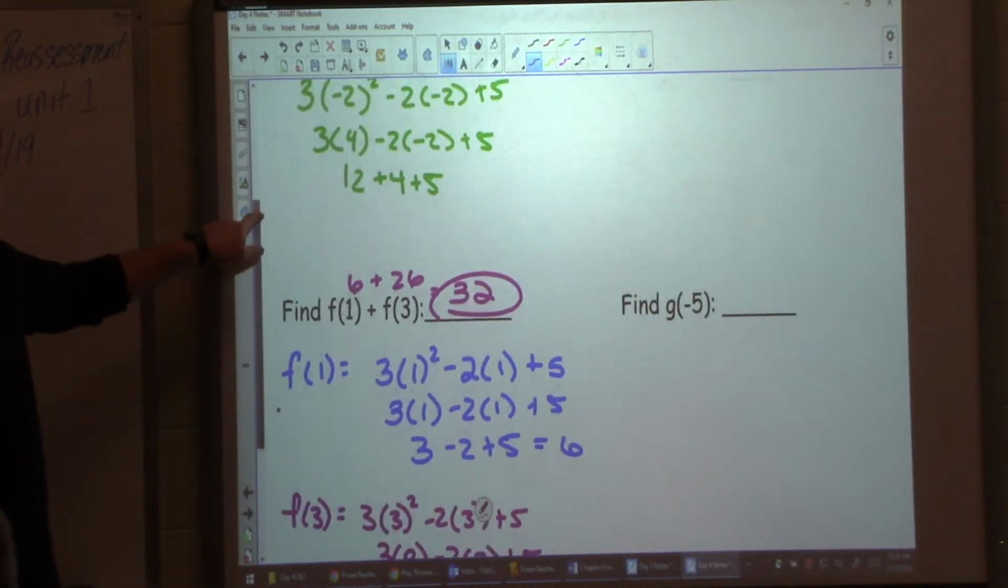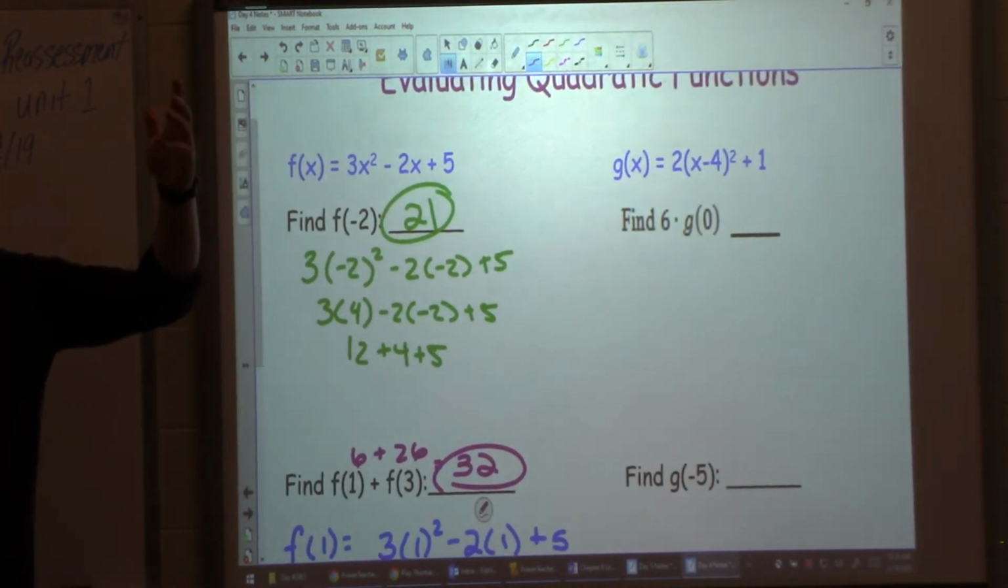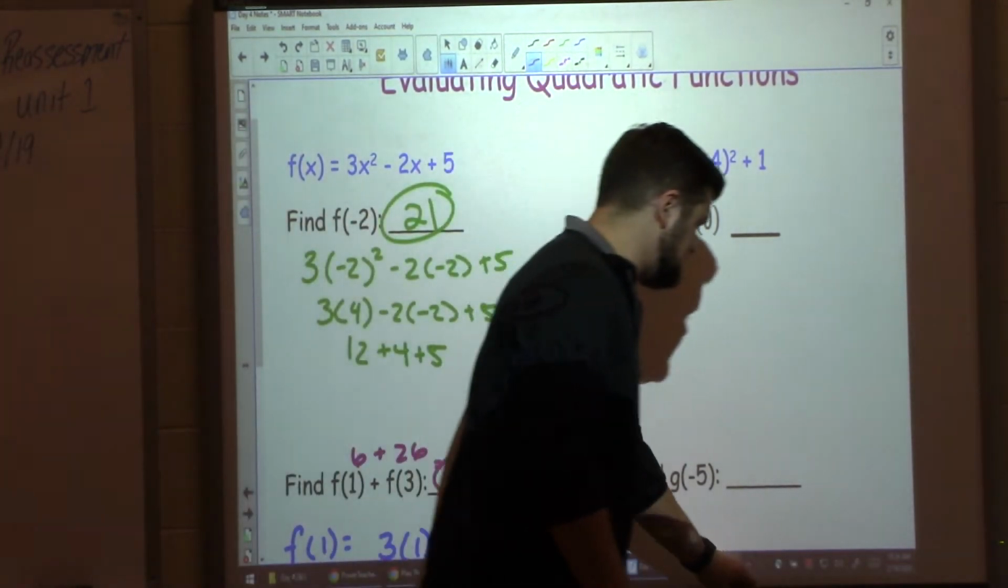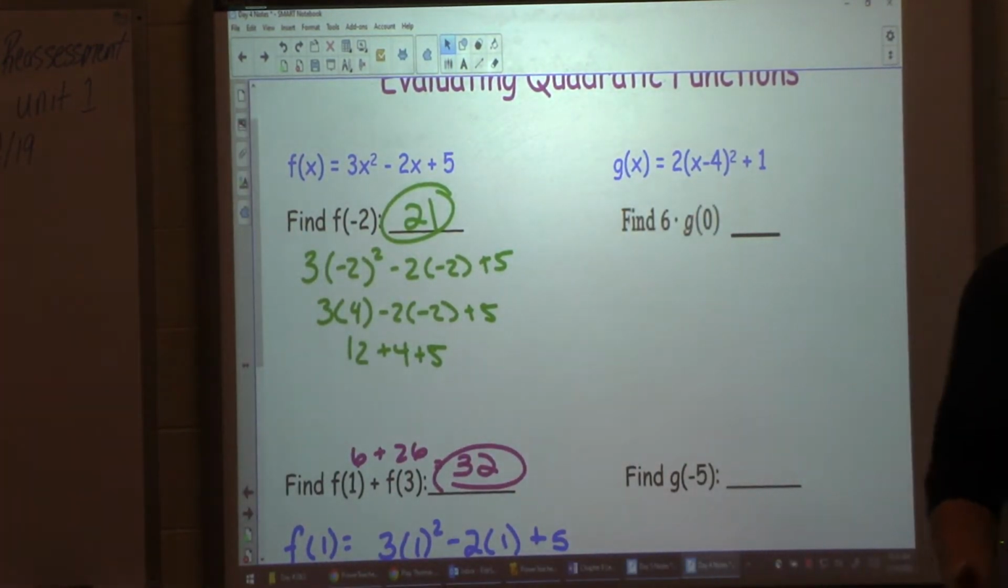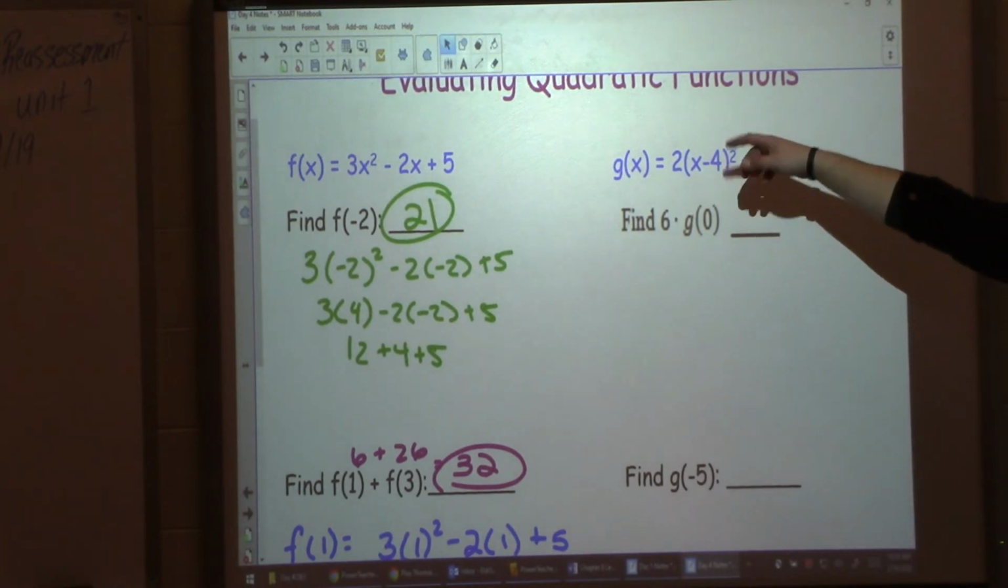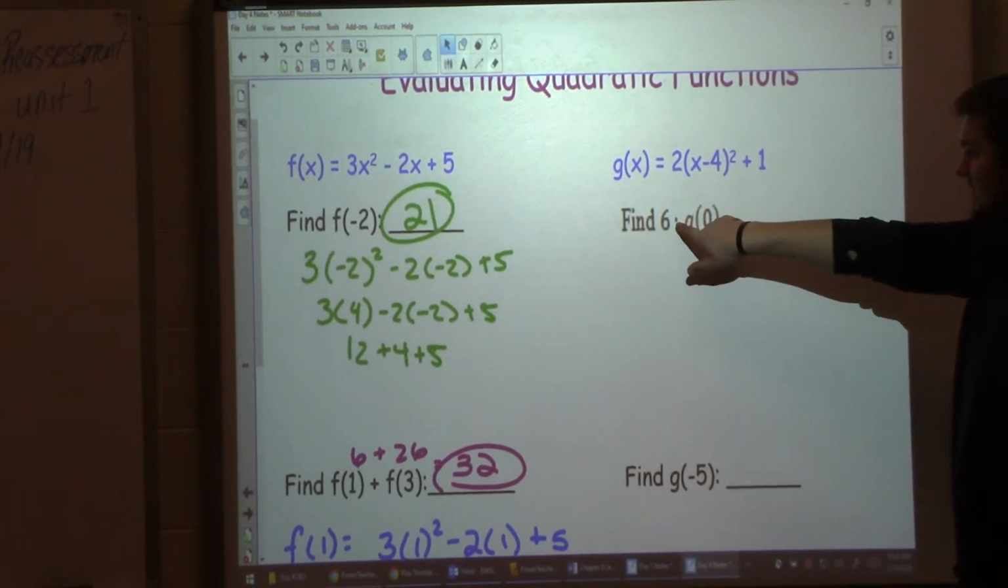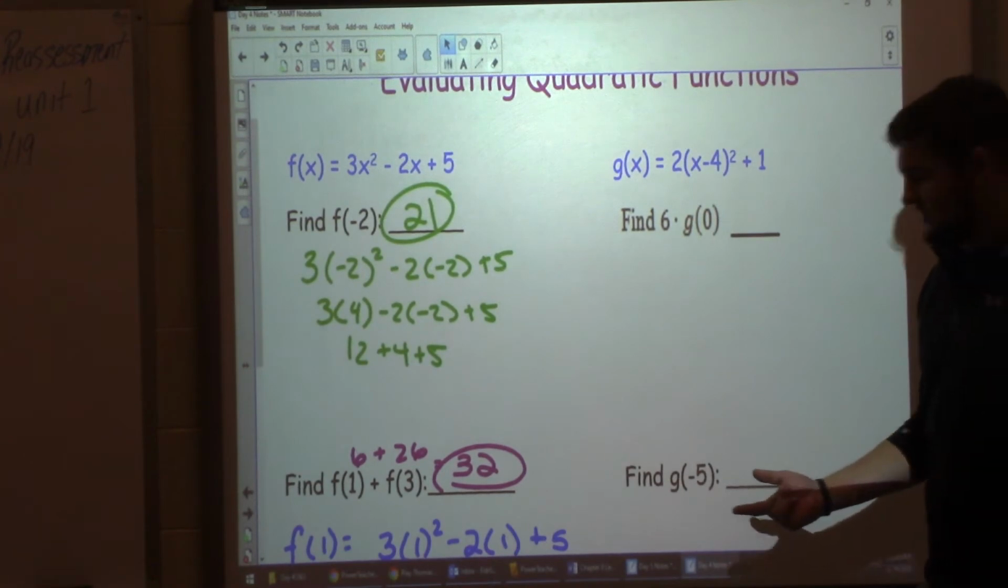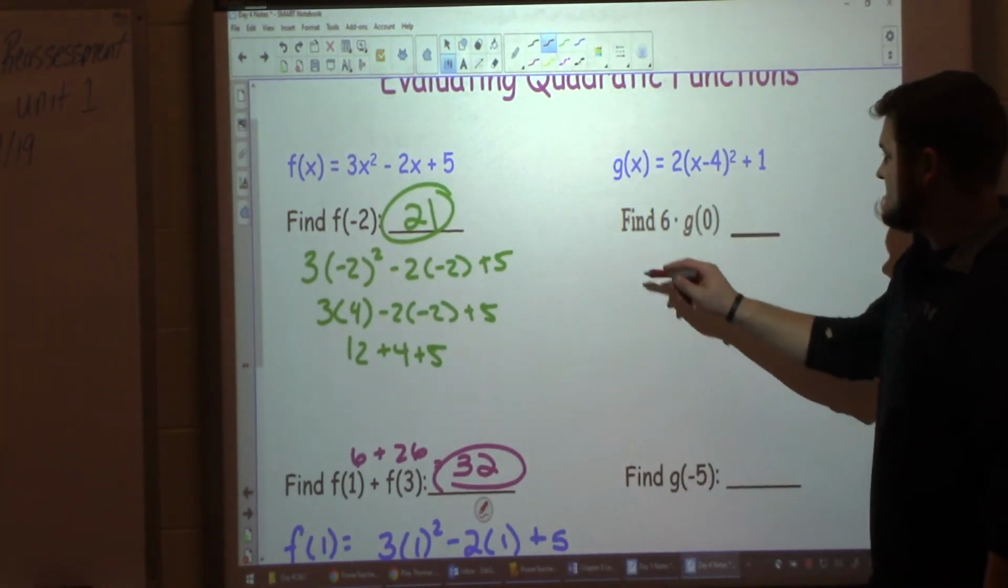So, okay, those were easy, right? What was the next one? 6 times g of 0. Think you can do that one? What would you do? Cal, what would you do? Plug 0 in, right? Find g of 0. And then multiply it by 6. So, let's find g of 0.